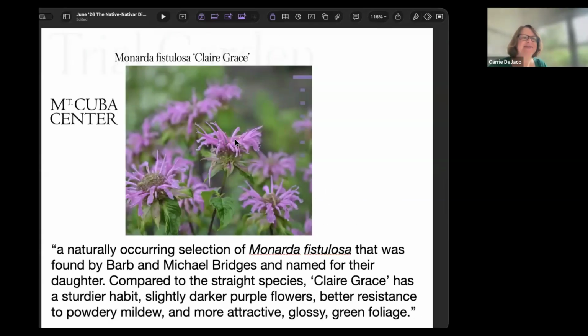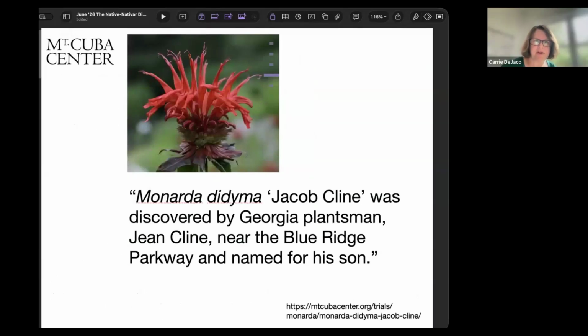This is another one. This is a cultivar of Monarda fistulosa. They say this is a naturally occurring selection of Monarda fistulosa that was found by Barb and Michael Bridges, named for their daughter. Compared to the straight species, 'Claire Grace' has a sturdier habit, slightly darker purple flowers, better resistance to powdery mildew, and more attractive glossy green foliage. It's a cultivar. The 'Jacob Klein' cultivar is derived from the individual, okay?